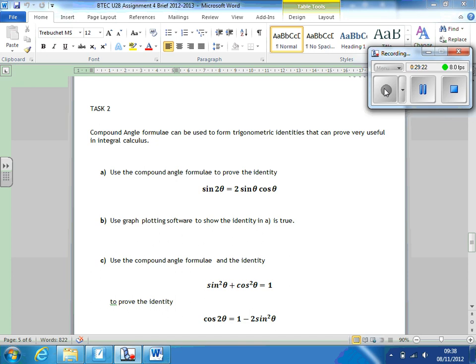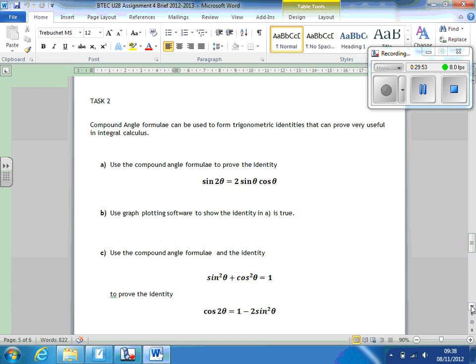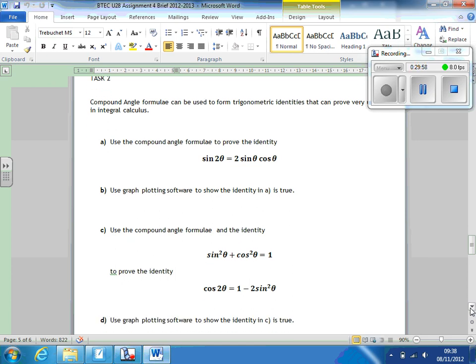Part B, use graph plotting software to show that the identity in A is true. So what I'm asking you to do here is actually just plot sine 2 theta and 2 sine theta cos theta and show that the waves are the same. You get the same answer. C, another one using the compound angle formulae and this identity that we've proved already, sine squared theta plus cos squared theta equals 1, to prove this. Cos 2 theta equals 1 minus 2 sine squared theta. In B, that's for the graphs, yeah.